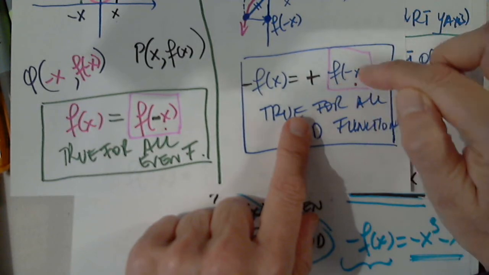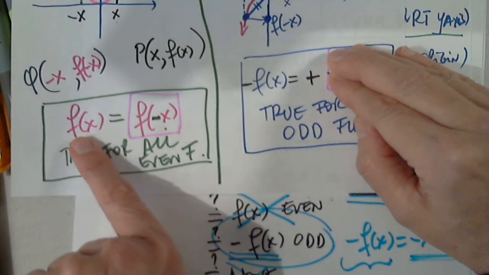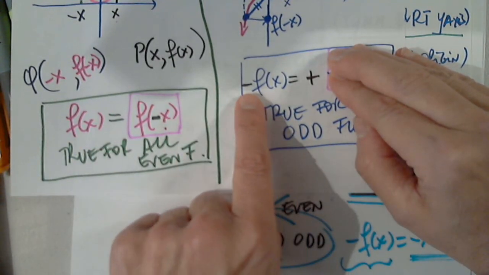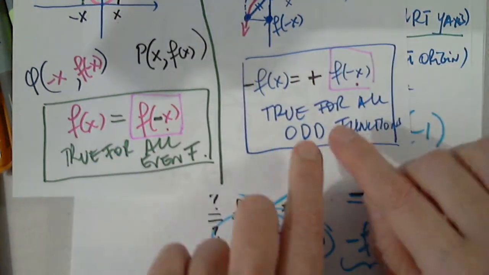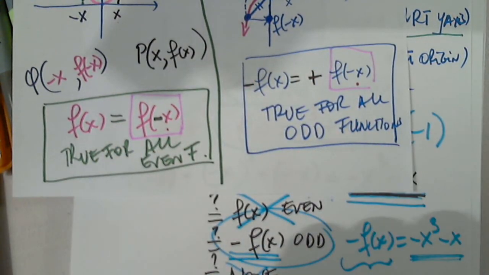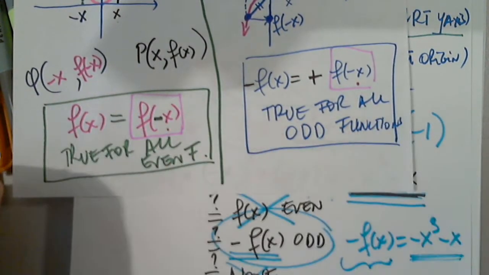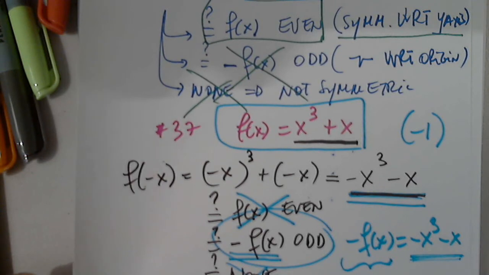Here I have to determine f of negative x, which I did. It did not equal f of x. So now I'm forced to determine also negative f of x and compare these two. If they are equal, I'll say it's odd and I'm done. If they're not equal, I'll say the function is not even, it's not odd, definitely it's not symmetric. Very good. Any questions? Is this okay so far, everyone?